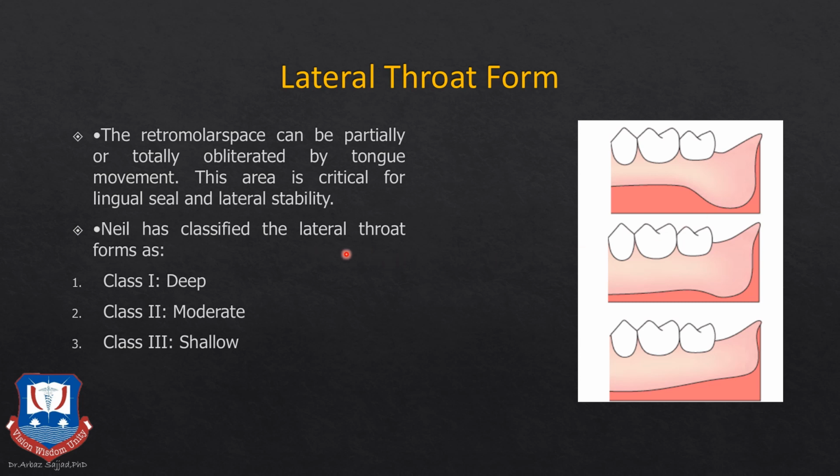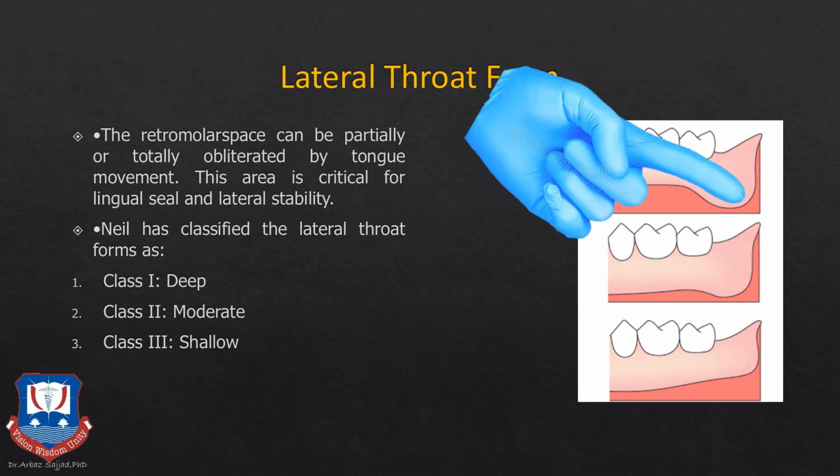Neil classified the lateral throat form into three. That is the deep, which is the most ideal for denture construction, as we can get high and deep lingual flanges with an S-shaped curvature going into the retromylohyoid space and giving the greatest amount of stability. Class 2 is moderate, that is between class 1 and class 3. And class 3 is the shallow lateral throat form, that is when the patient makes any tongue movements, the entire lingual or lateral throat form is obliterated.